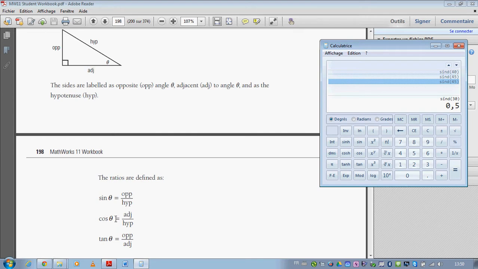With cosine, it's the adjacent divided by the hypotenuse. And with tangent, it's the opposite divided by the adjacent. So these are the ratios. You've probably already heard of the abbreviation SOHCAHTOA, spelled S-O-H, C-A-H, T-O-A. It's just a quick way of memorizing the ratios.